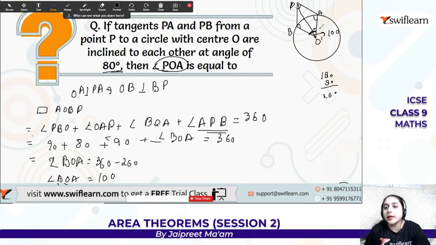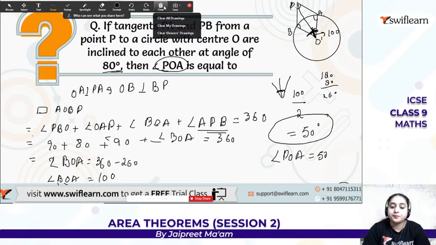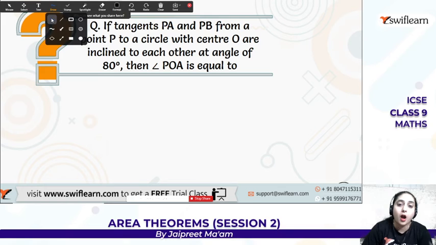If this is the full angle, and the full is 100 degrees, then half will be 100 divided by 2, and it will be equal to 50 degrees. So we have concluded that angle POA is equal to 50 degrees, because this is the full angle, and if we divide it, it will become half of it. Okay, so how can we prove half of it?